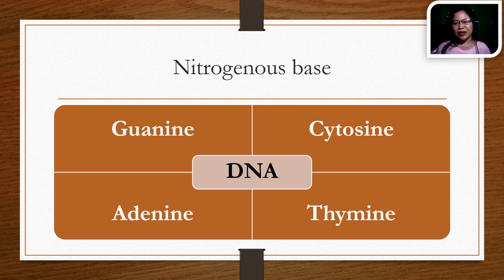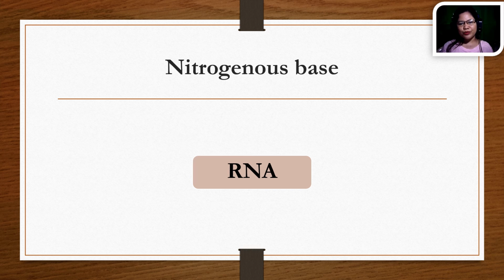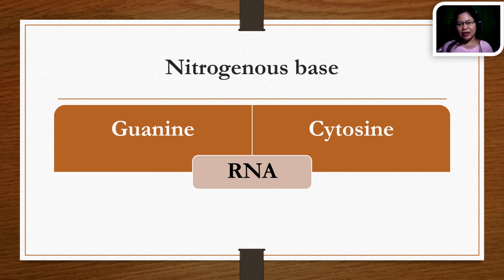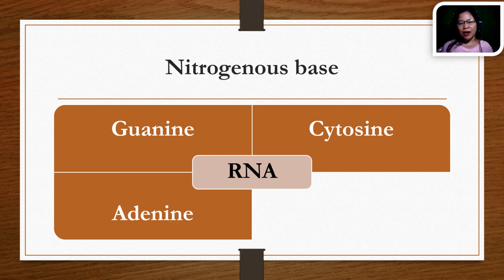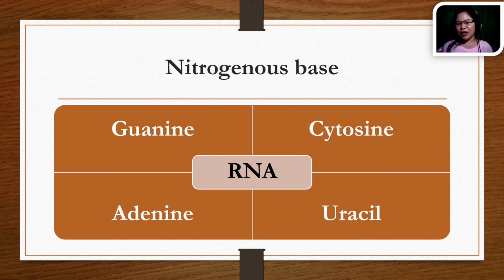Now what about the nitrogenous bases for RNA? For RNA, we have guanine, cytosine, adenine, and this time you don't have thymine, instead you have uracil. That is for RNA. Now, what are these nitrogenous bases? Bakit kailangan sila? They are very essential in the process of the transport of traits.